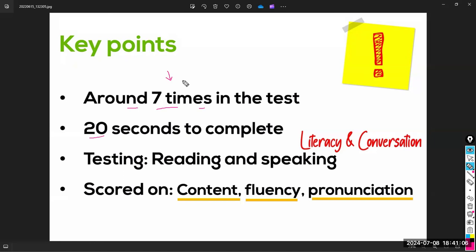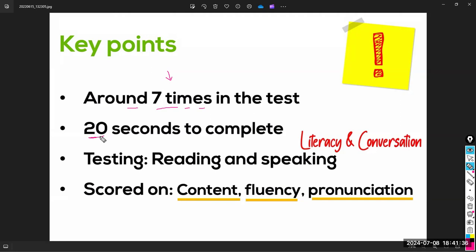For example, maybe you have exactly 7 statements or 7 sentences. You have to say this statement loudly. When you finish, press next to the next statement. You have to say it again loudly. When you finish, next. Approximately 7 times you have to do this module.